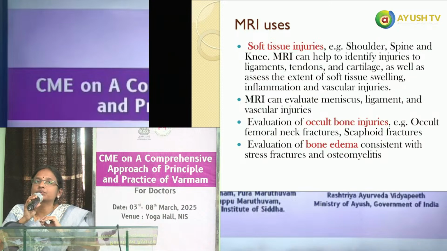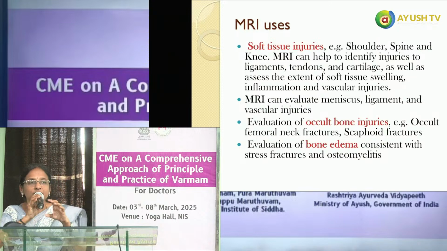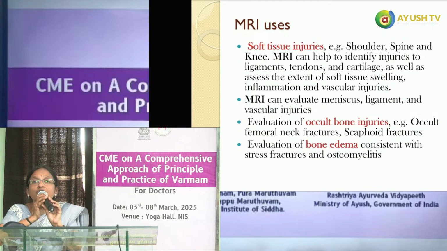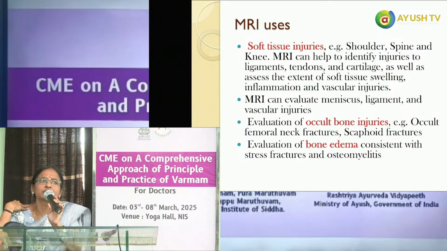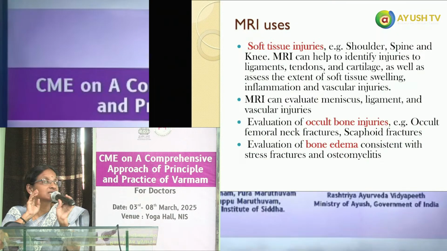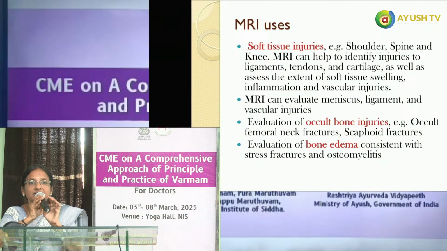So then where can we use this MRI? MRI when there is a soft tissue injury, particularly shoulder, spine and knee joint. So knee joint meniscus tear and ligaments tear, and for that we definitely go. If a shoulder dislocation keeps repeating, to see whether there is any problem in the ligaments there, an MRI scan will definitely help. So for these areas you will choose MRI scan.